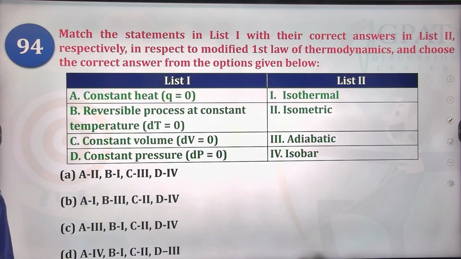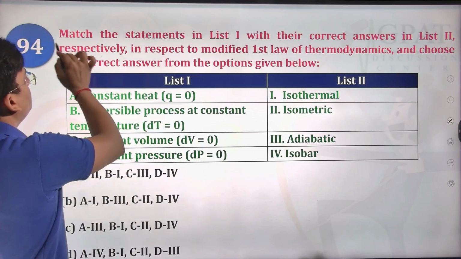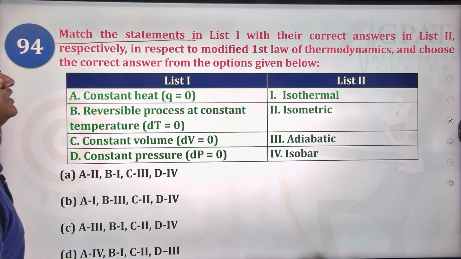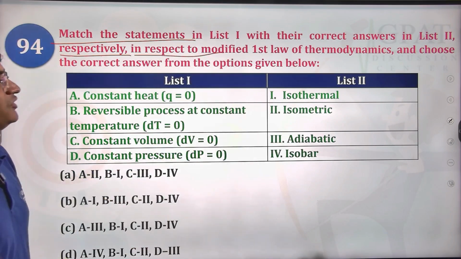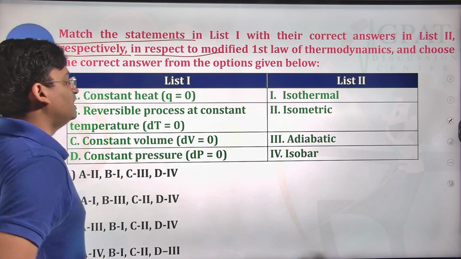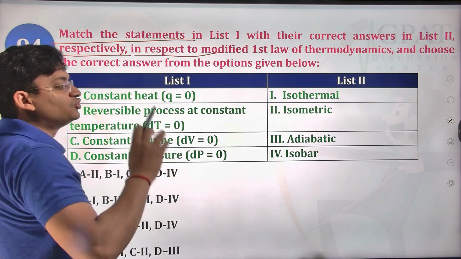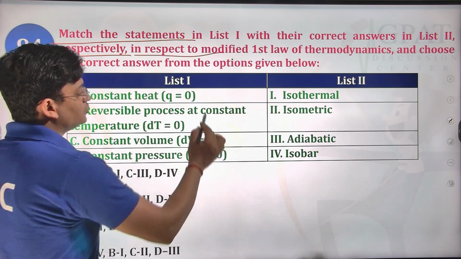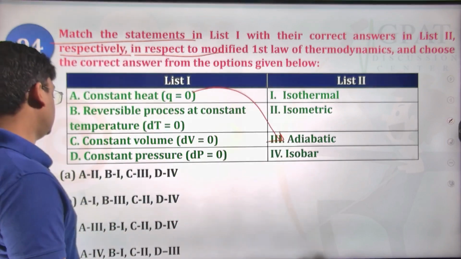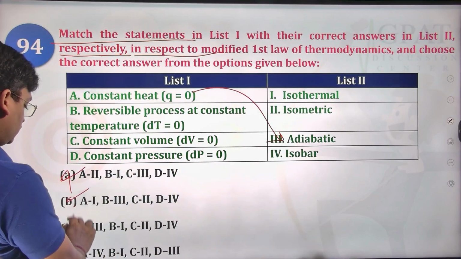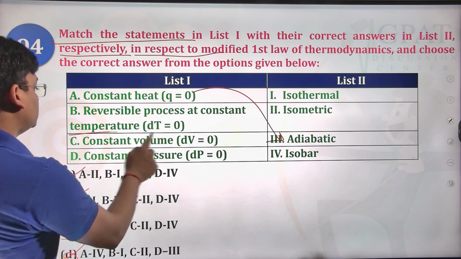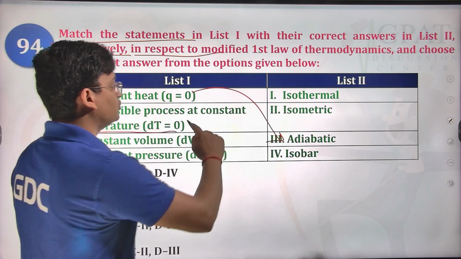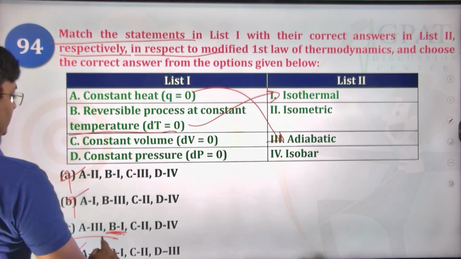All right. Next question we are having, match the statements in list 1 with their correct answers in list 2 respectively in respect to the modified first law of thermodynamics and choose the correct answer from the options. We are having constant heat, that is if the heat is constant throughout the reaction, this process will be known as adiabatic, that is A will be having the third option. So this is wrong, this is wrong, this is wrong, yes, this is correct. Reversible process at constant temperature, that is when the temperature is constant, that is isothermal, that is first. All right, B is having one.